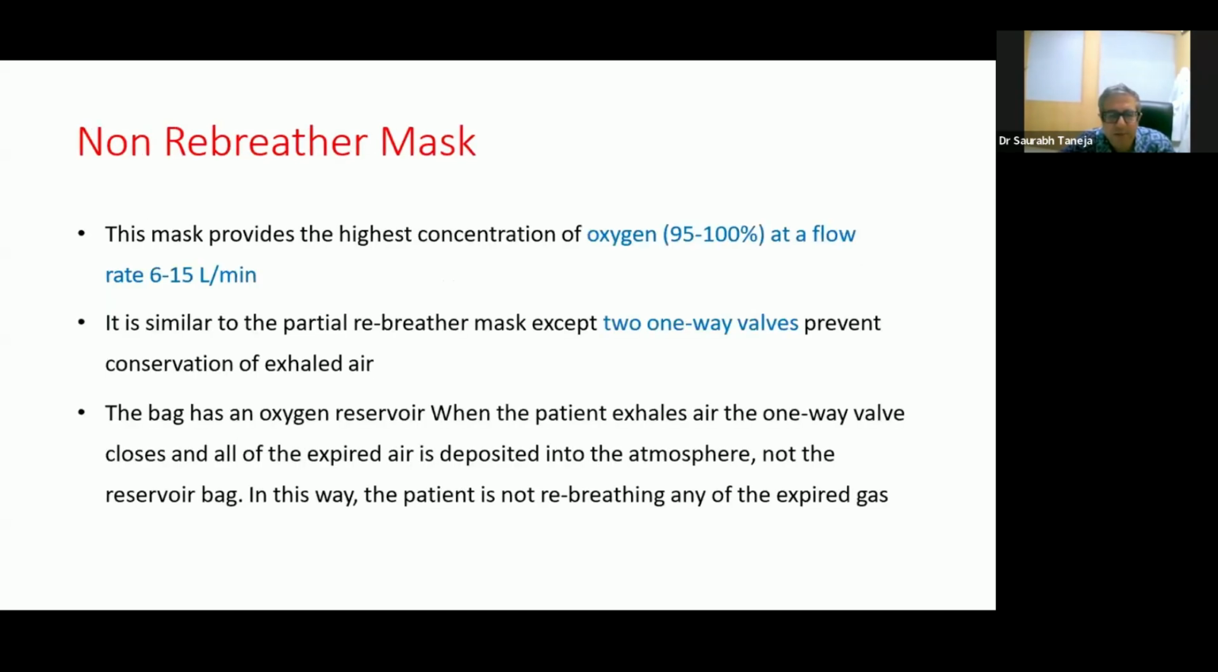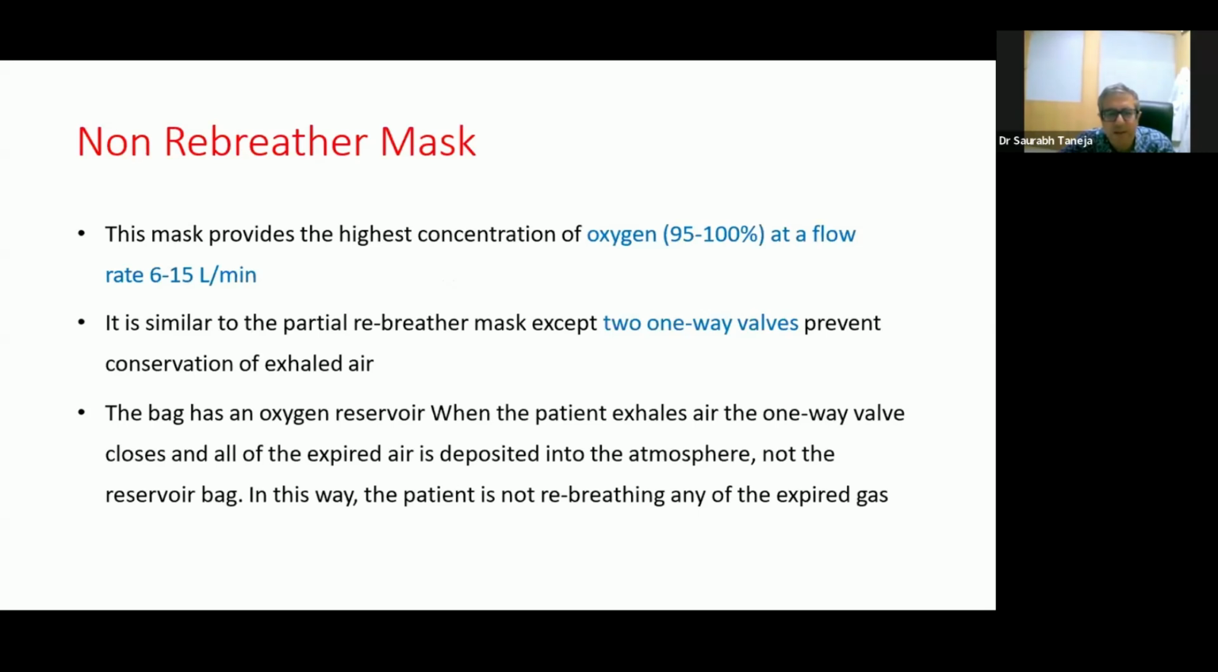So the non-rebreather mask, which was applied in our case, gives the highest concentration of oxygen, up to 90 to 100% at a flow rate of 15 liters per minute. It is similar to the partial rebreather mask except for the one-way valves. With one-way valves, we do not allow rebreathing of the exhaled air or entrainment of air from the room.